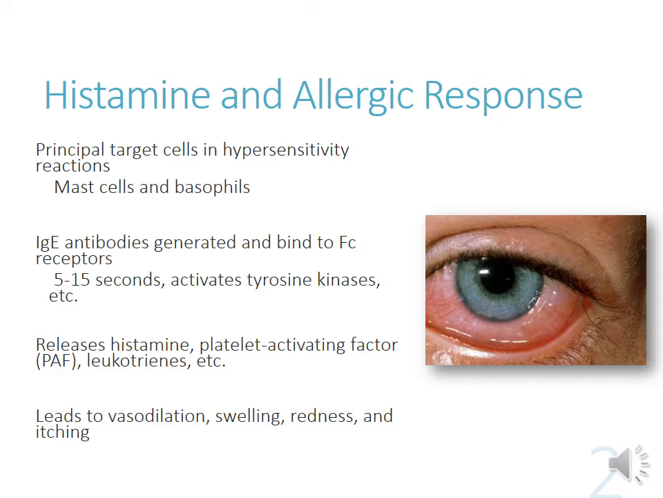You also have activation of things like tyrosine kinases and whatnot. And then really the big thing we're looking at here is the release of these cytokines, including histamine. You'll have things like platelet activating factor, leukotrienes and whatnot. These same things will come up anytime we're talking about an allergic reaction, especially things like asthma, reactive airway disease and whatnot. But the big thing you're seeing is that it's leading to a lot of vasodilation. Those capillaries are becoming more permeable, so they're opening up, getting bigger, that's why they look so red. You're having a lot of swelling and itching associated with that as well.